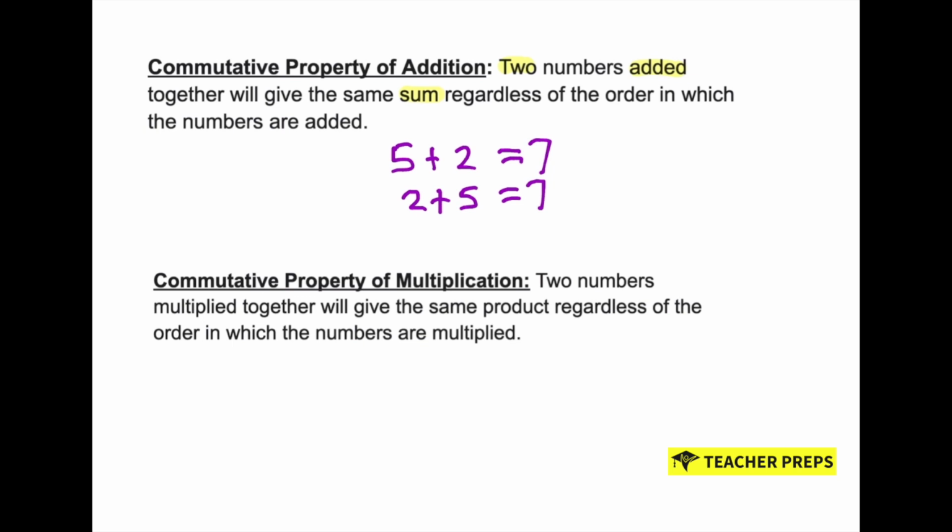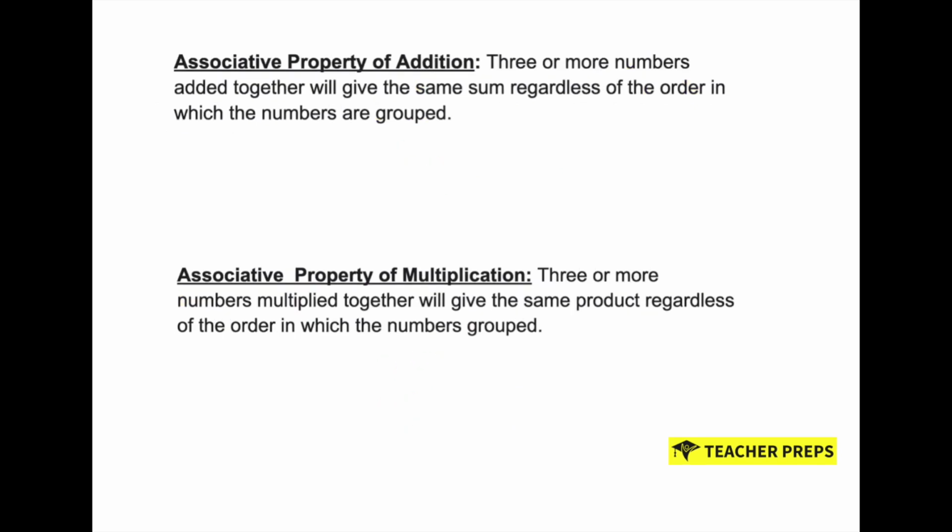This property also works for multiplication. The commutative property of multiplication says that 2 numbers multiplied together will get the same product regardless of the order in which the numbers are multiplied. What this means is if I take 6 times 4, I get 24. If I switch around the 6 and the 4 to get 4 times 6, that is also 24. Let's move on to the next 2 properties.